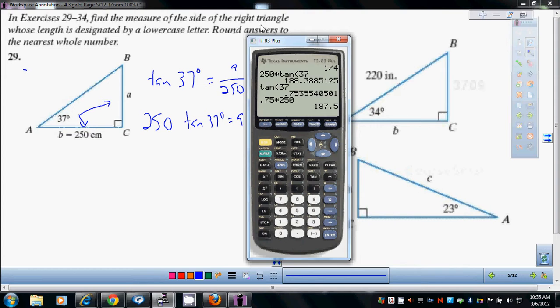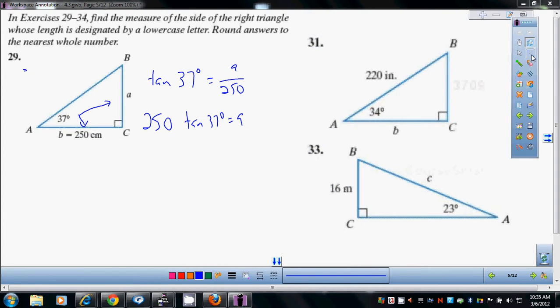Okay. So let's just keep going. 31. Which angle are we going to use? 34. Yeah, it's usually going to be pretty obvious. Which two sides are we using from 34?